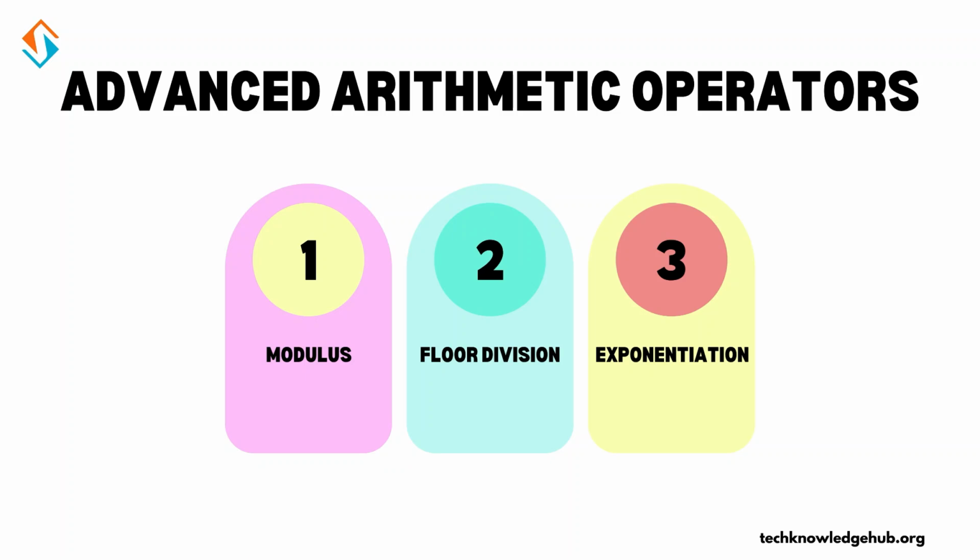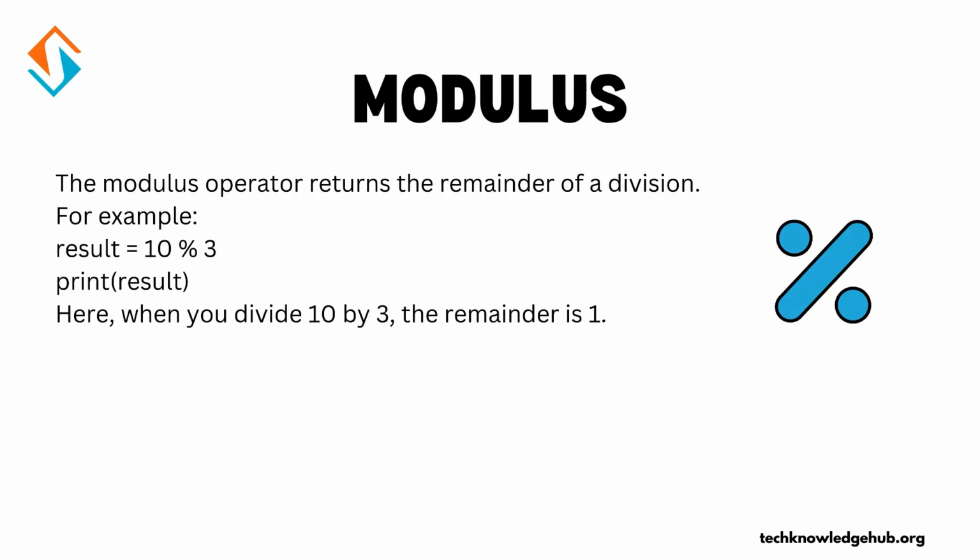Now let's take a step further and explore some advanced arithmetic operators that are extremely useful in certain scenarios. First is modulus. The modulus operator returns the remainder of a division. For example, result = 10 % 3, then print result. Here when you divide 10 by 3, the remainder is 1.